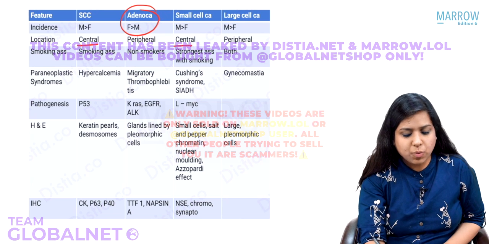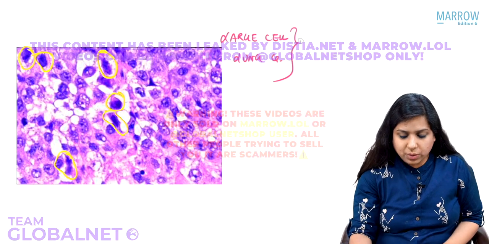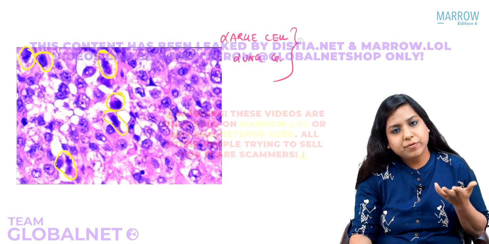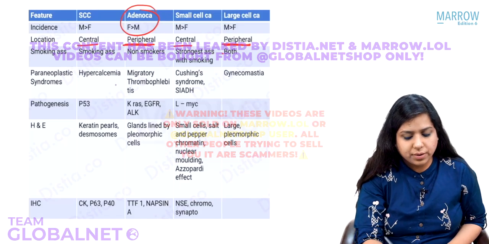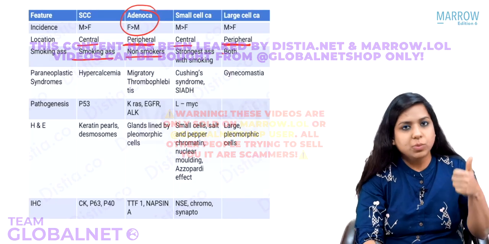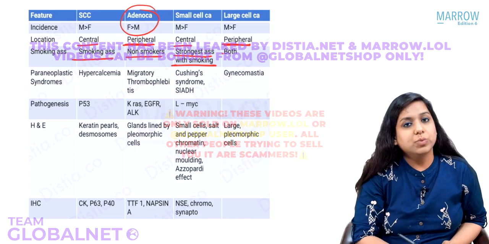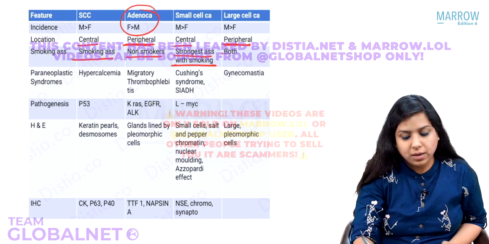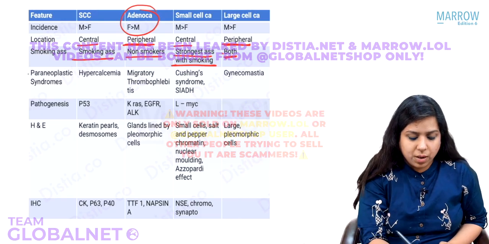Central located small cells, peripheral located large cells, right? So the large cell which we did here is peripheral as well as central, correct? Smoking associated squamous cell cancer. Adenocarcinoma, I've already told you, non-smokers. Strongest association with cigarette smoking, small cell. Large cell is present in both smokers and non-smokers.